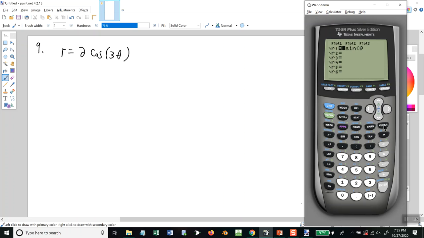Okay, go to y equals, clear, 2 cosine 3 theta. And then press graph. You probably can't see it.